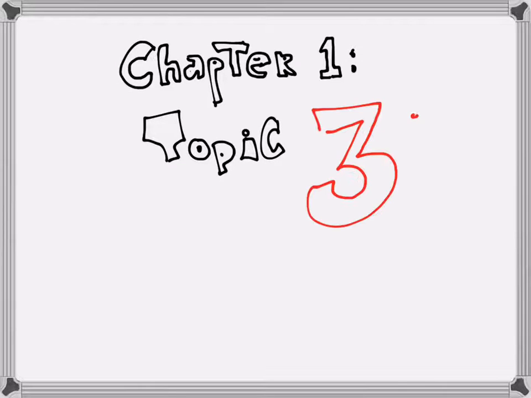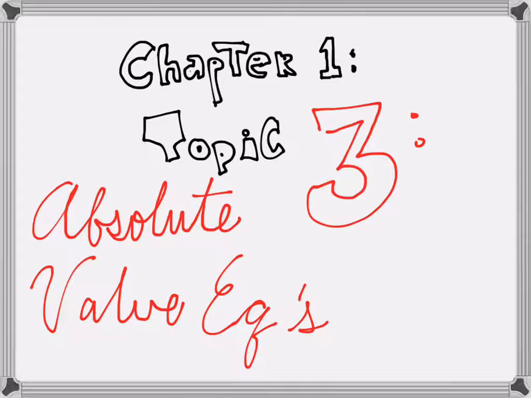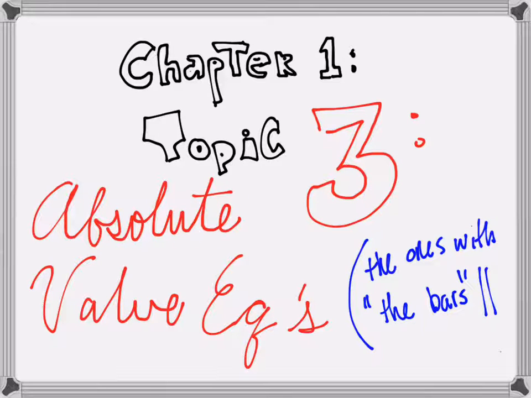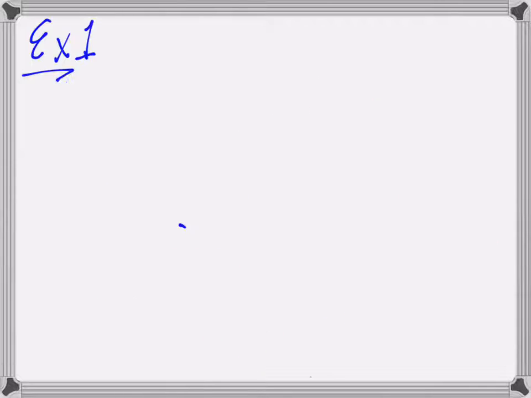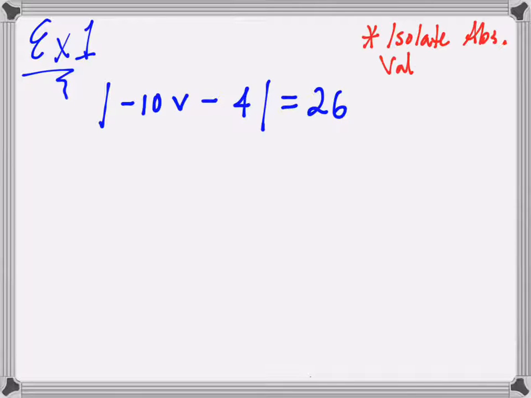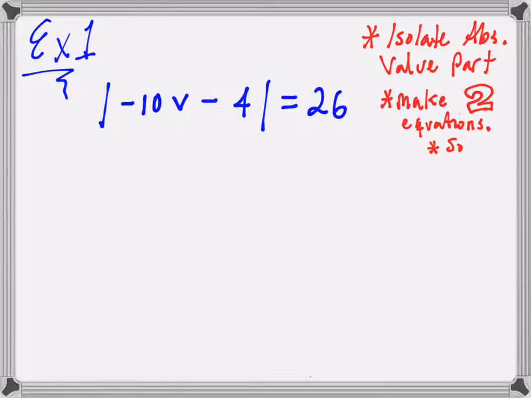Alright, here we are with Chapter 1 Review Topics 3, Absolute Value Equations. Those are the ones with the little bars on the side. So, first example, what you got to do first is isolate the absolute value part, that's this part here. Then you got to make two equations and then solve each of them.